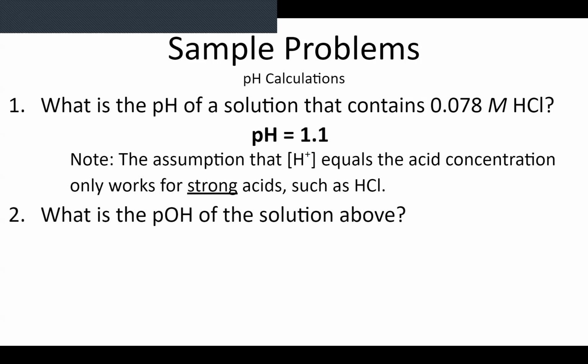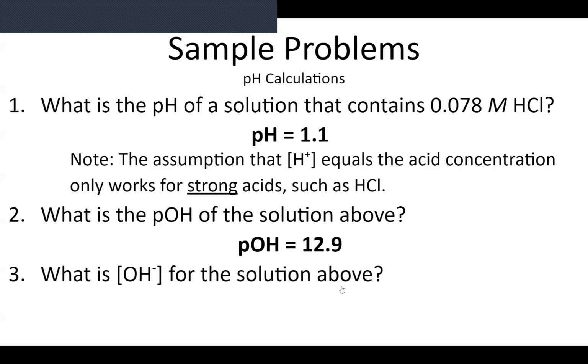Question 2, what's the pOH of this solution? Well, if we know that one of our formulas was the pH plus the pOH equals 14, and we know that the pH is 1.1, all we need to do is subtract 14 minus 1.1. And when you do that, you get 12.9. That's a pretty straightforward calculation. You might not even need a calculator for that one.